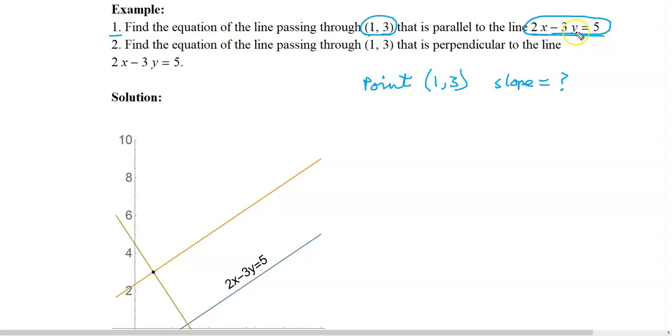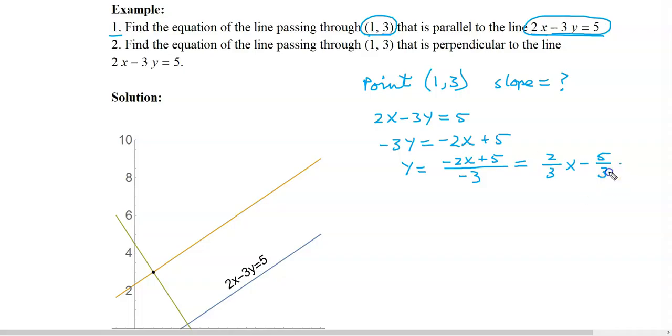So to find the slope, we need to put it in slope-intercept form, and then just read off the slope. So if we take this equation and we put it into slope-intercept form, so there we have it in slope-intercept form now.